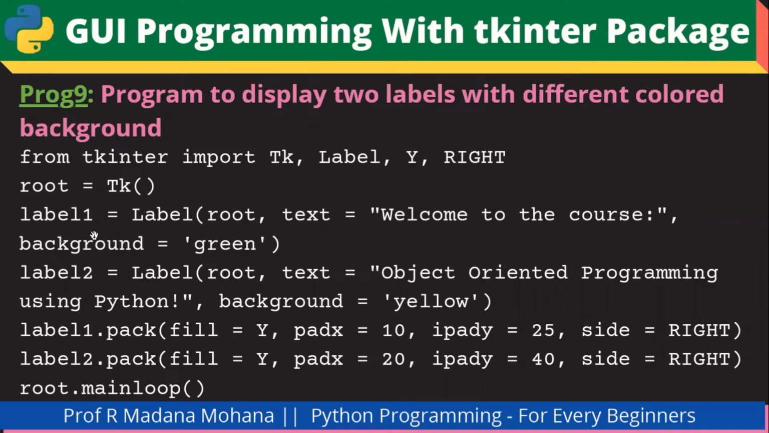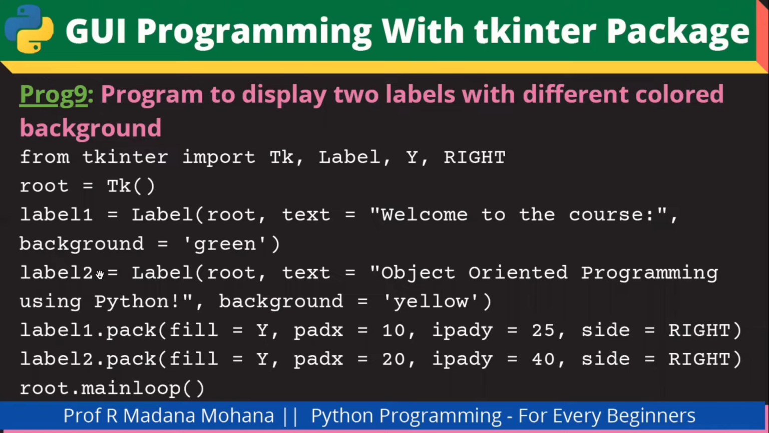Now for each one you can create different objects, because here we are creating two labels, label1, label2, like that you can define. First, label1 object equal to Label of root, comma, text equal to, here you can mention whatever the text, for example, "welcome to the course". Now you can set the background, comma, background equal to whatever color you want. Here you can mention the name of the color within quotations as a string.